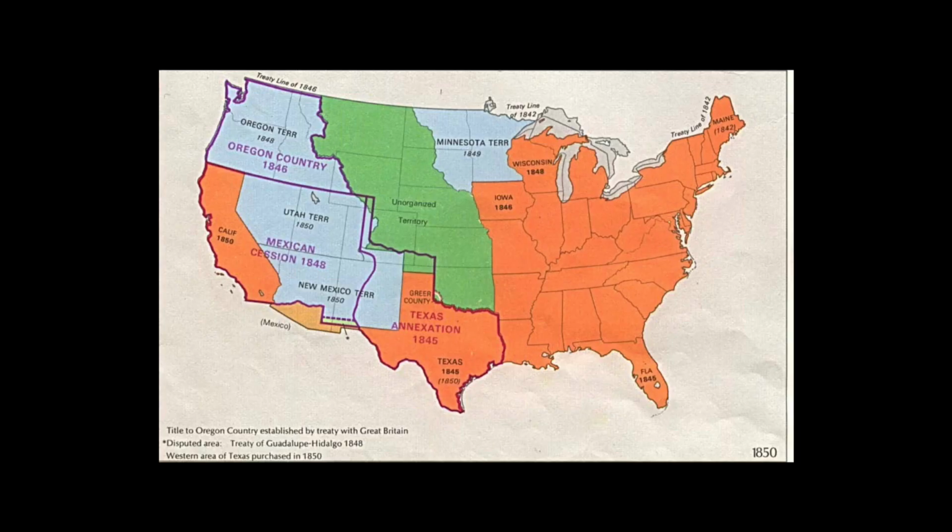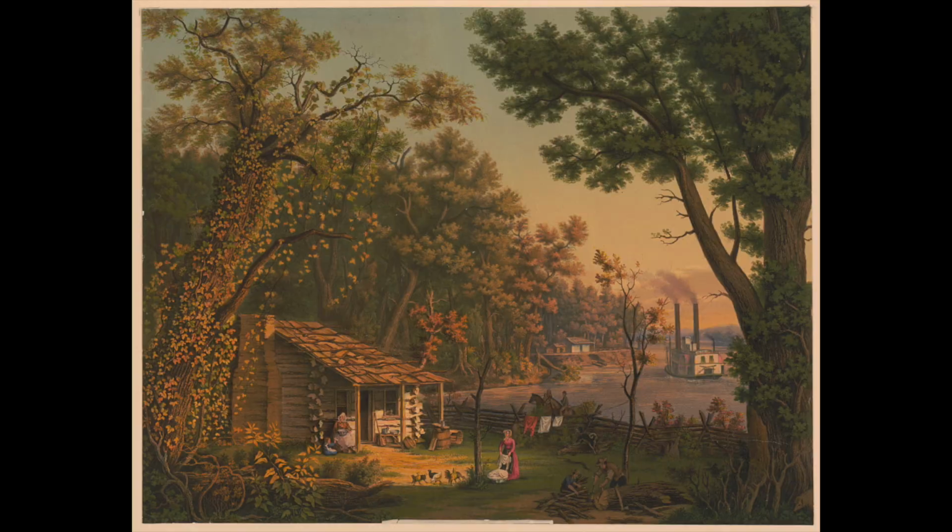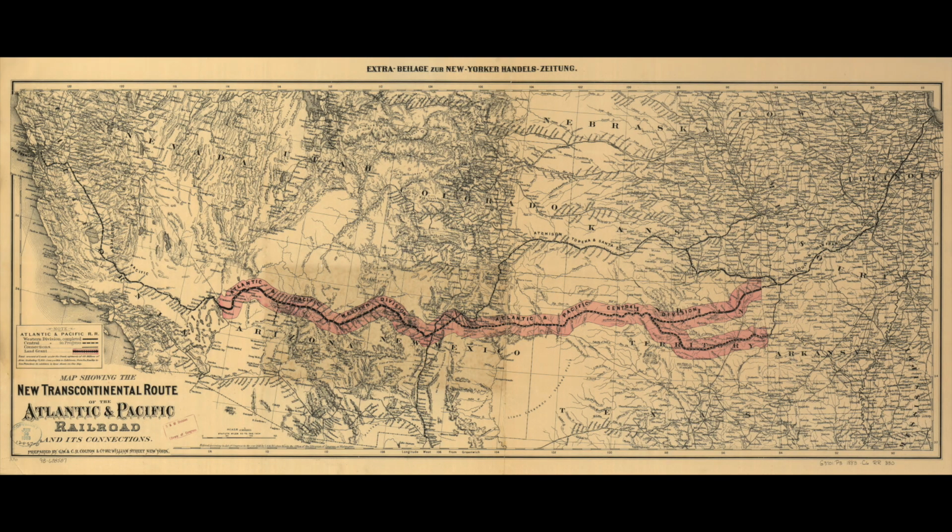In the early 1850s, the northern regions of the Louisiana Purchase Territory were still unorganized. Illinois Senator Stephen Douglas proposed a plan to organize the region. Douglas wanted settlers to move into the territory and to pave the way for the construction of a transcontinental railroad, a railroad which would pass through his home state of Illinois.